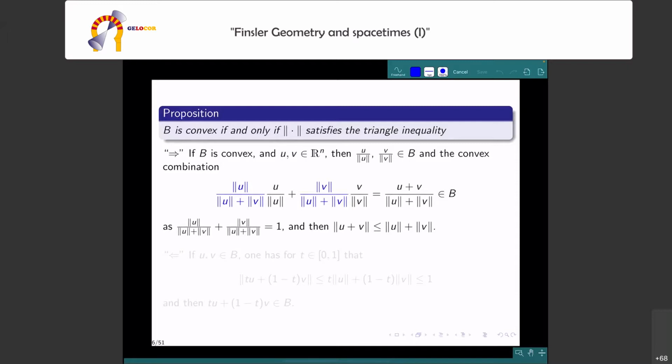I don't have a long time here, but you have to see that if the unit ball is convex, then a certain convex combination, because it's convex, has to be in the unit ball, and this implies the triangle inequality. The other implication is also very, very simple. But this fact is very important: the convexity of the unit ball is equivalent to the triangle inequality of the norm.